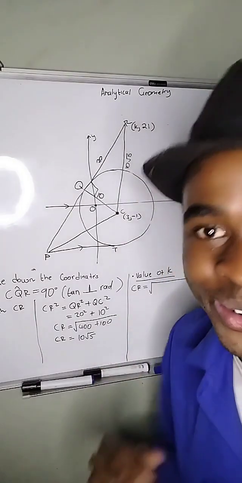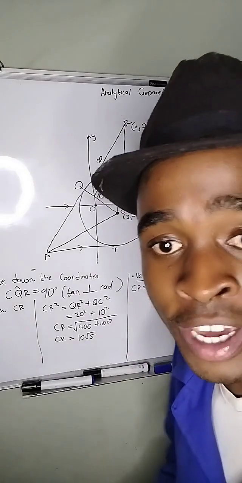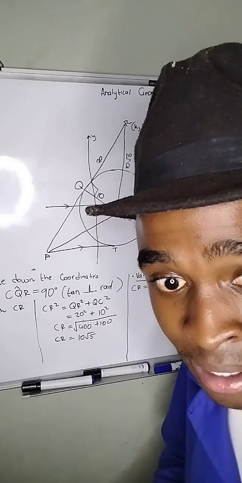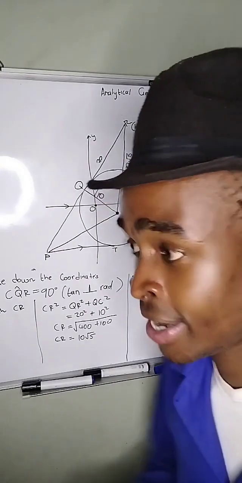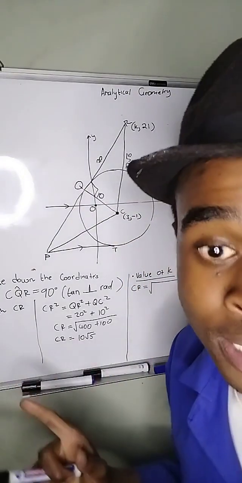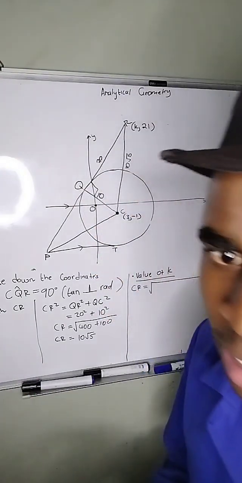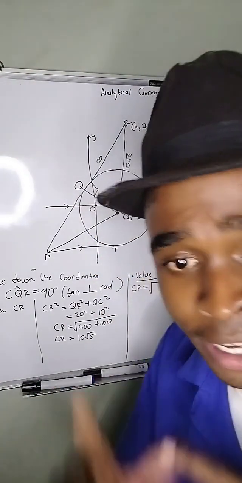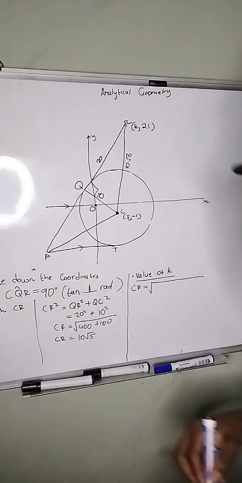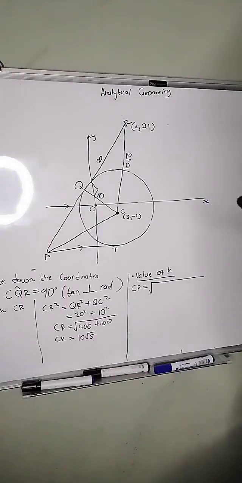Oh yes, it means you will find two values of k, right? Then obviously you have to choose one value, and that value of k has to lie on the first quadrant. So now let's see. My CR is going to be what? 10 root 5, right? Yes.